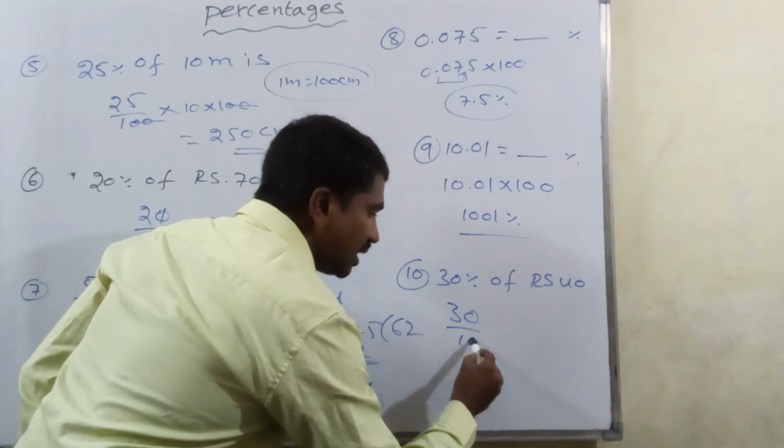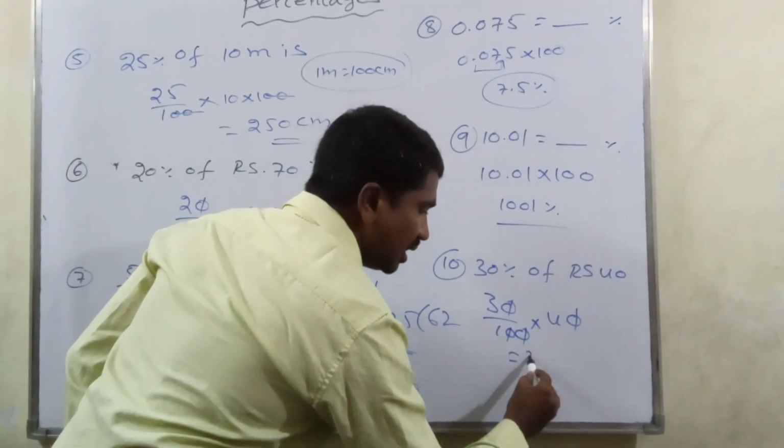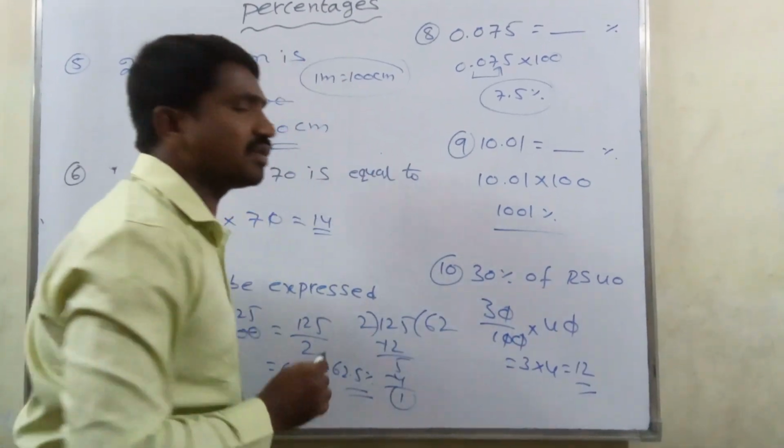Later, 30% of rupees 40. 30 by 100 into 40. 0 cancel. 3 into 4. So 3 fours 12. This is the answer for that question.